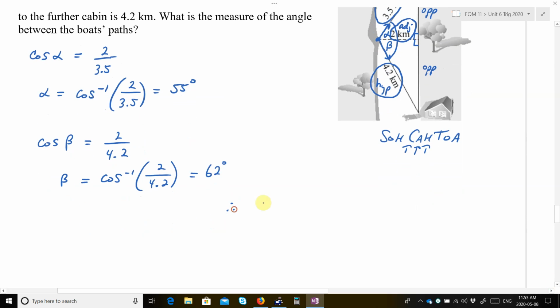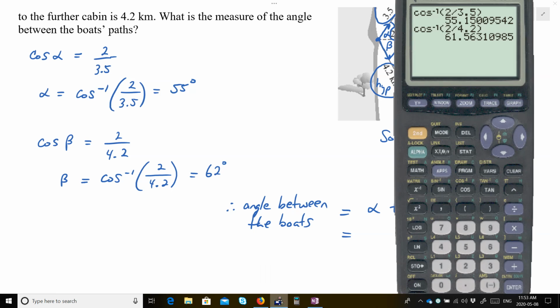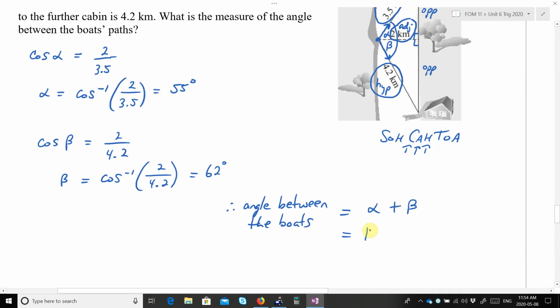Okay, so therefore we can say the angle between the boats is equal to alpha plus beta, 55 plus 62, and that's where we get the 117 degrees from that they have in the answer key.